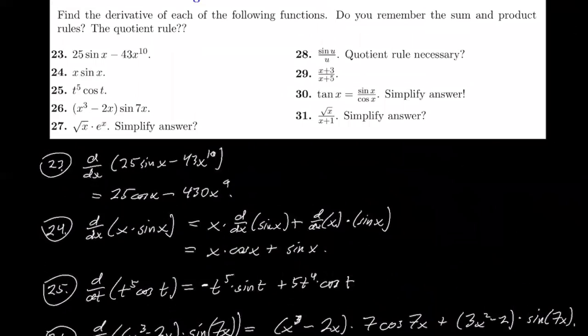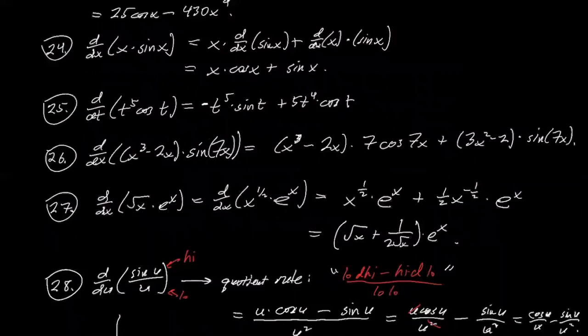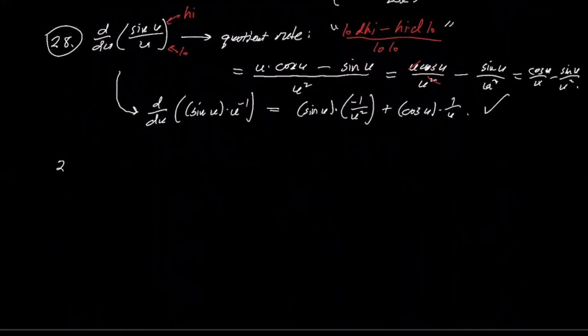Okay, a few more. 29, x plus 3 over x plus 5. Okay, again, you can use the quotient rule. Yeah, you might as well. There's a few slick things you can do here, but you might as well just use the quotient rule.